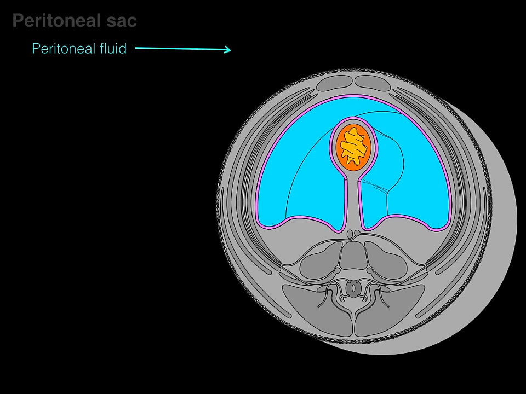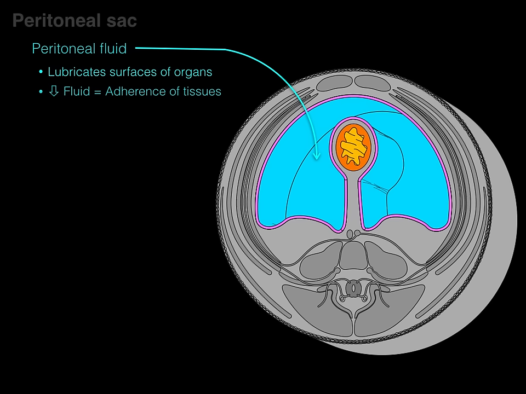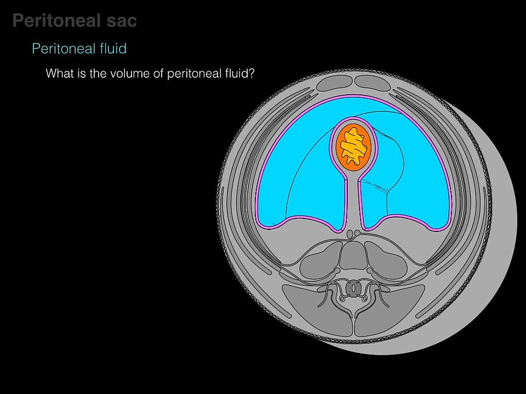Now, the peritoneal fluid, that's it there inside the cavity, and its function is to lubricate the surface of organs. And if you don't have enough fluid, then the tissues can adhere to each other and they form adhesions and connections and increase friction and cause scarring and adherence of tissues. Now, what is the volume of peritoneal fluid? It's only 50 milliliters, so there's not a lot.